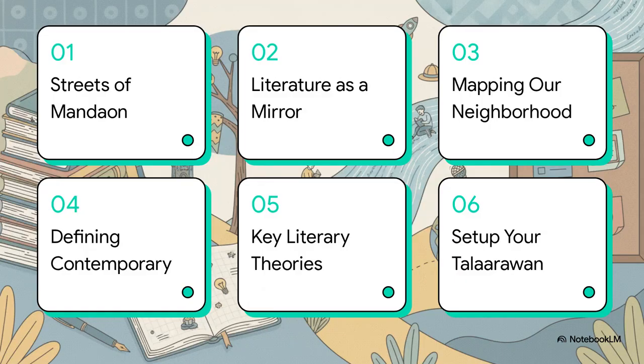So, here is our quick roadmap for the day. We'll kick things off on the streets of Mandaon, explore how literature acts as a mirror, and then map out our neighborhood. After that, we'll define what contemporary literature actually is, unpack some really cool key literary theories, and finally, get your Talarawan set up. It's a great flow that's going to take us from the hyperlocal to the global, and right back to you.